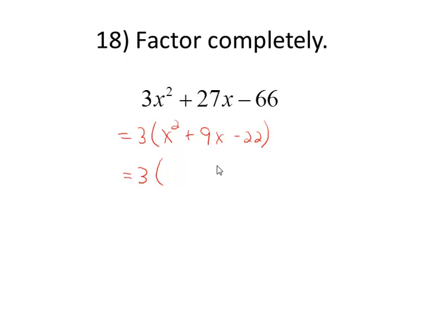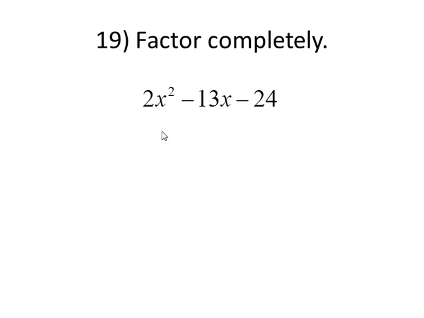Inside the parentheses, I have a regular trinomial, leading coefficient 1. So I want two numbers that multiply to 22 but subtract to be 9. And those are 11 and 2. Plus 11 minus 2 will get me a positive 9. Positive 11 times negative 2 is negative 22. So this is correct.